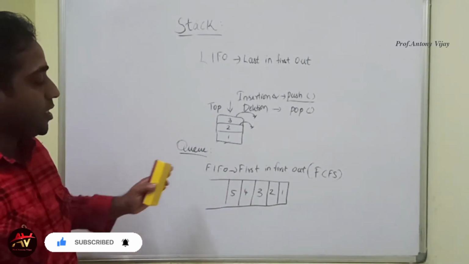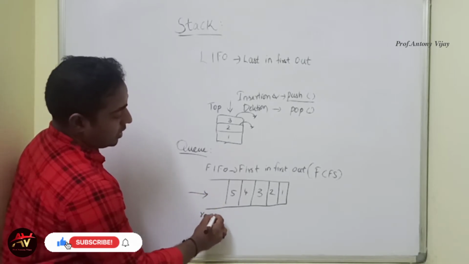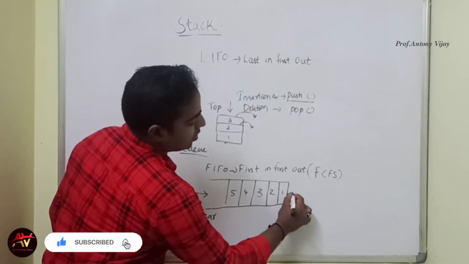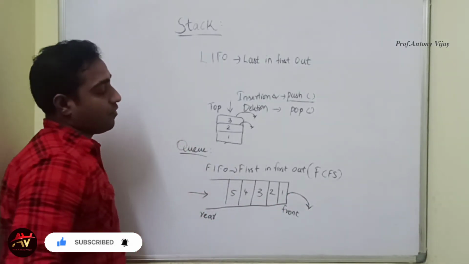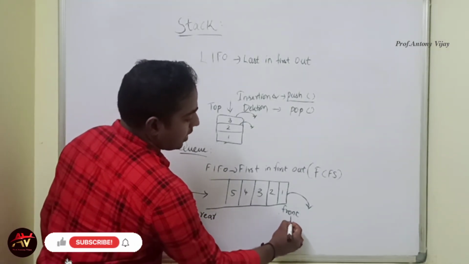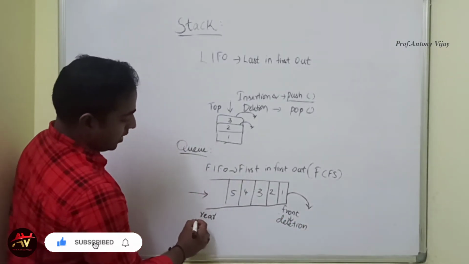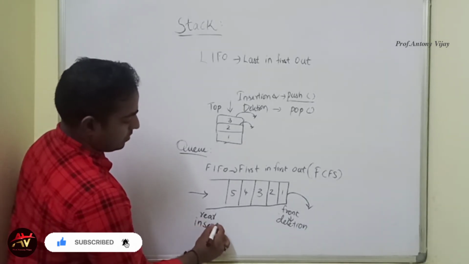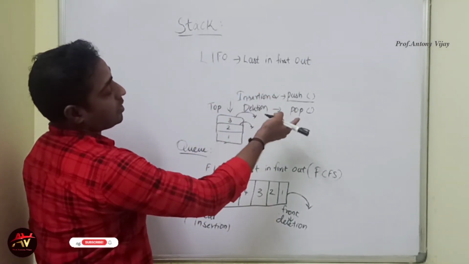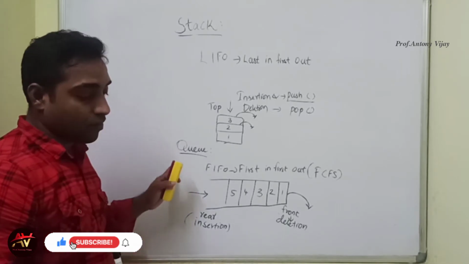Here the insertion takes place on the rear side. Deletion takes place on the front side. Deletion means once the service is over, we have to move out from the queue. So deletion can be done in the front area, and insertion can be done in the rear area. But in a stack, insertion and deletion both happen on the top of the stack only. This is the example of a queue.